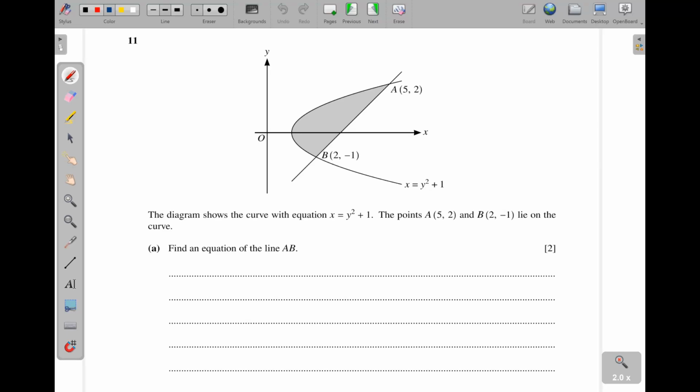Question 11, part A is coming from coordinate geometry. The diagram shows the curve with this equation. Points A and B lie on the curve. Find the equation of the line AB.